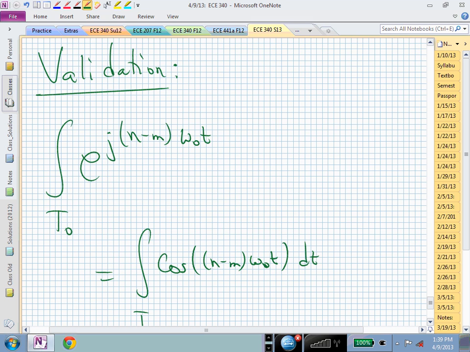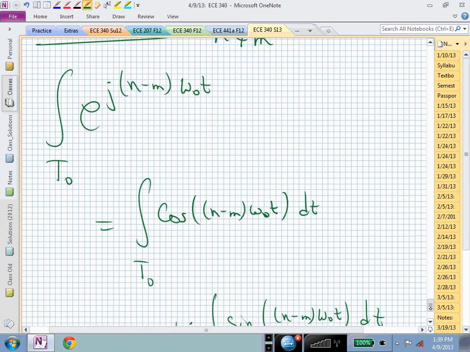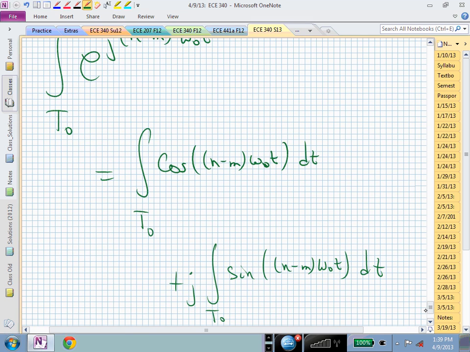And if n is not equal to m, we now have cosine of some integer number omega naught t. And this period t naught is the fundamental associated with omega naught. Meaning we're going to have a large number, but we'll have an integer number of intervals in this period t naught if this difference gets bigger than 1.